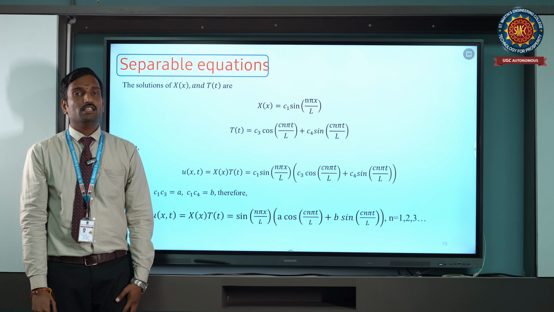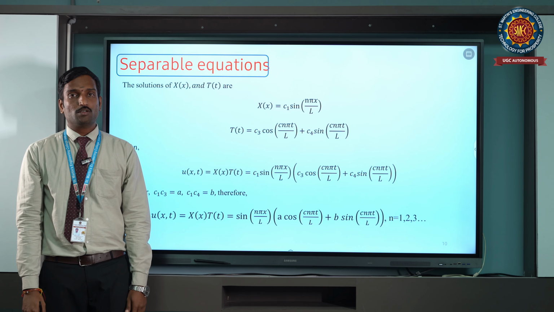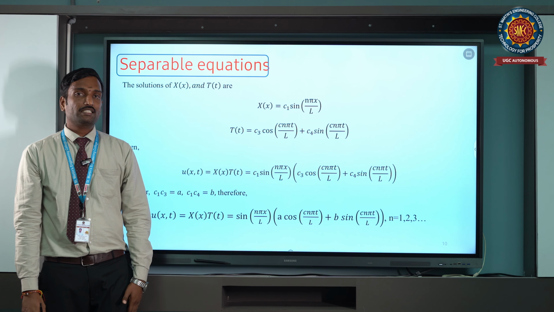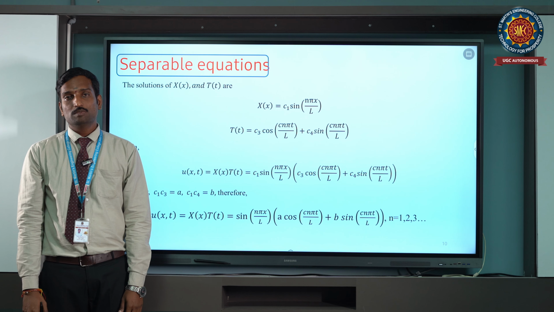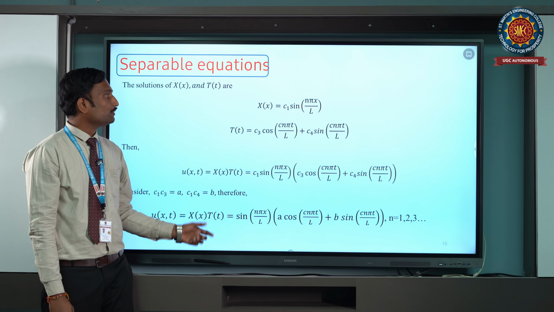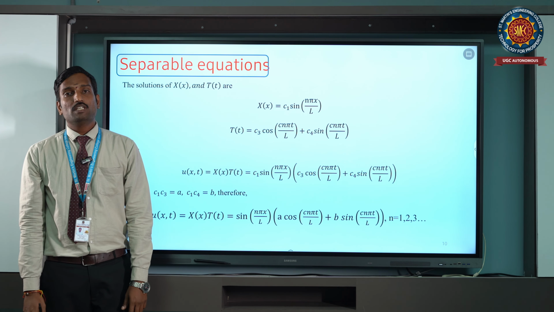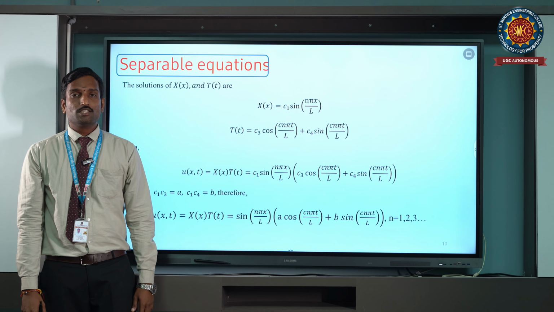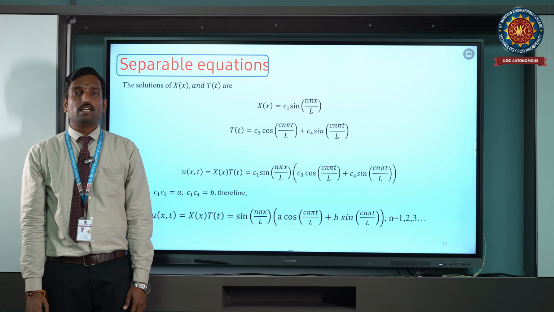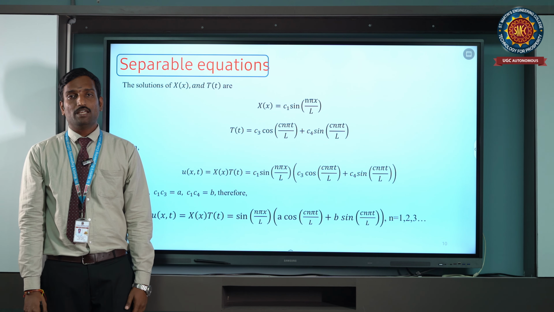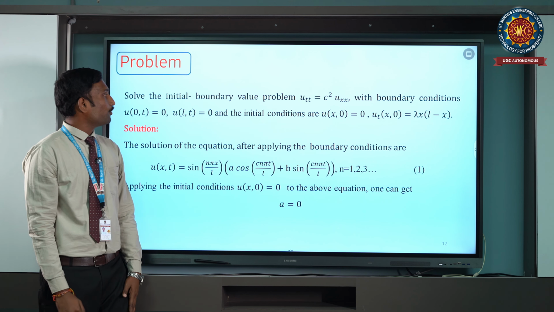Here we get the n values when we apply the boundary conditions to the existing solutions of X(x) and T(t). We get the condition that n may be any value of 1, 2, 3. Here we have converted a wave equation into sinusoidal modes, which will be useful to find the propagation of the wave and also the amplitude, frequency and the periods of the wave equations. Let us go with a problem.